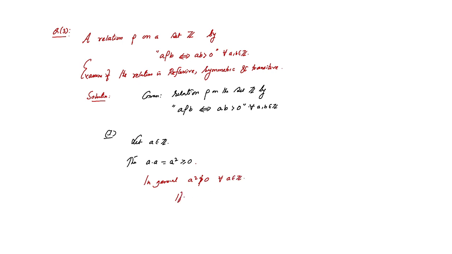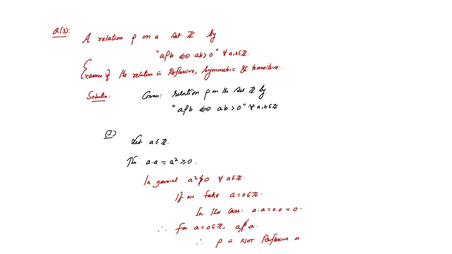Why? Because if we take A equals to 0, that integer, in this case A multiplied by A, that means 0 multiplied by 0, is exactly 0. So that means for A equals to 0, that integer A is not related to A. And we can conclude here rho is not reflexive on Z.